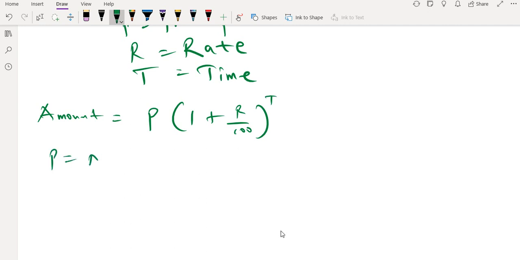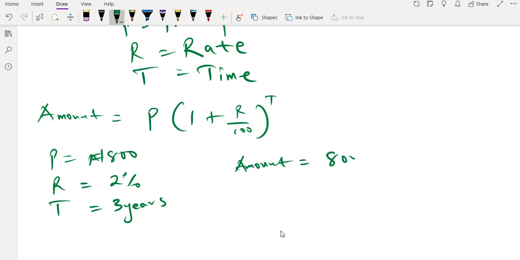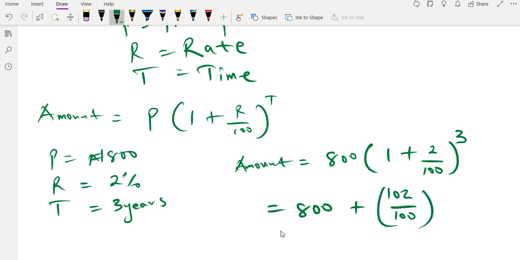So in this question, what's the principal? What's the rate? 2%. What's the time? 3 years. Are those the data given? Okay, so the amount after 3 years would be principal times 1 plus, what's the rate? 2 over 100. What's the time? 3 years. Let's add up. One is 100 over 100, so 100 over 100 plus 2 over 100 is 102 over 100. The power is 3. If we solve this, we'll have our answer.